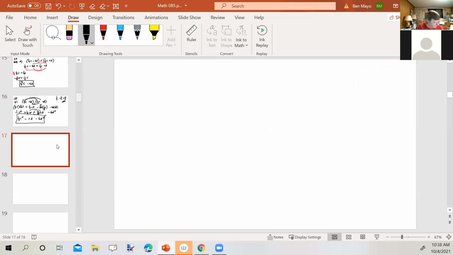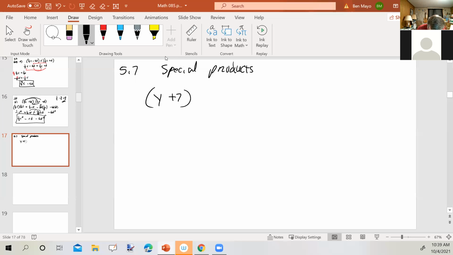All right, we're going to go on, as I mentioned earlier, to section 5.7, which is called special products. We're pretty much going to do the same thing we did in the previous section, and that is multiply polynomials together, except sometimes they may look a little different up front, and the results to some of them may be surprising. Let's say we've got the following: y plus 7 times y plus 7.